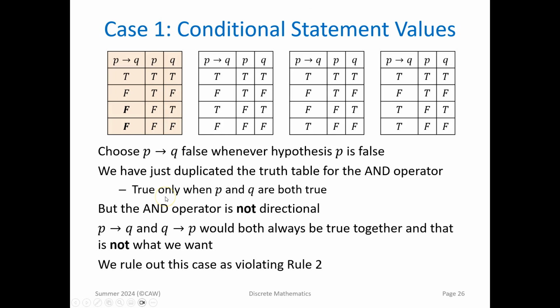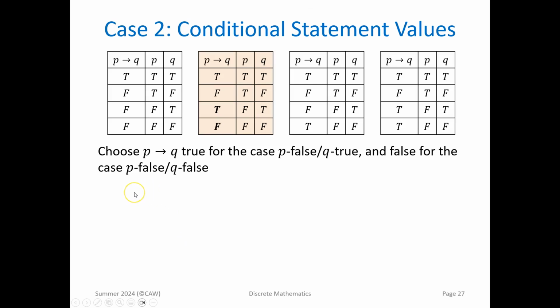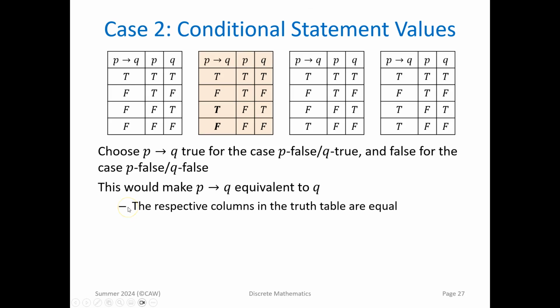And we're going to say this rule violates the second. This case violates the second rule. It doesn't allow for the independence of these two directions. So let's look at the second case. We're going to choose P then Q true for the case P false, Q true, and we're going to choose P then Q false for the case P false, Q false. Okay, it's just the second instance.